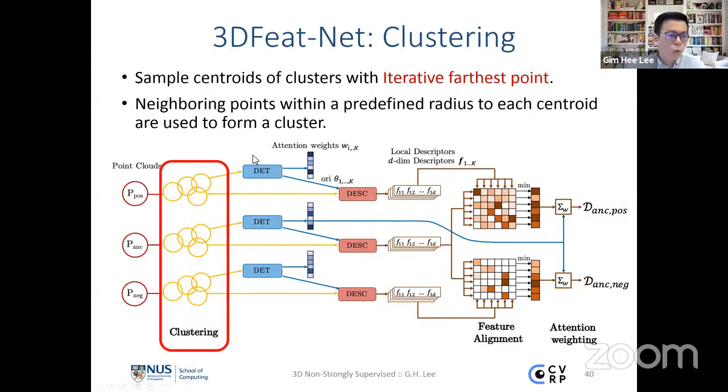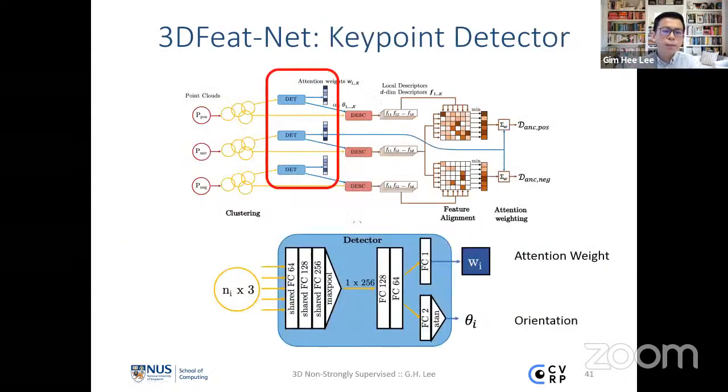Given the tuples of these three point clouds, the first step that we do is clustering on the input point cloud with what we call iterative furthest point sampling. We sample representative points from the input point clouds. And then the next thing that we do is pass these clusters that we sampled from iterative furthest point into the detector network.